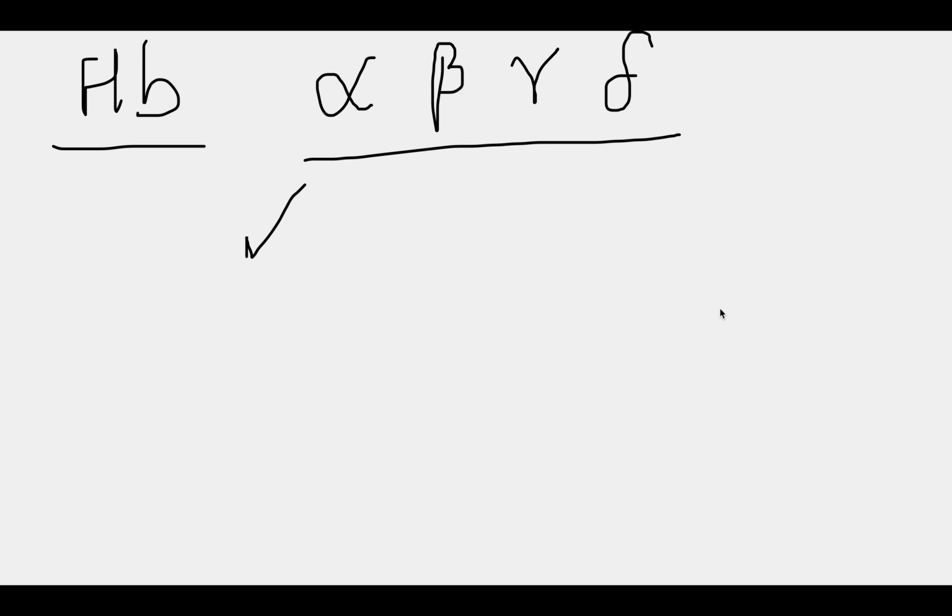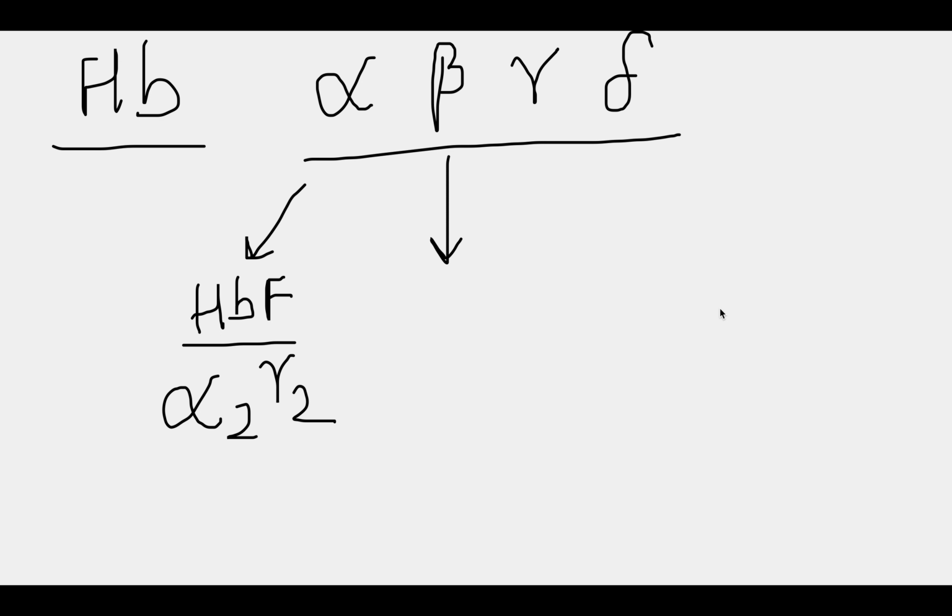So various hemoglobins which are formed by these chains are HbF. This is known as fetal hemoglobin and is formed by alpha 2 chains and gamma 2 chains. Now in adults, this hemoglobin is replaced by HbA form of hemoglobin. Now this is formed by alpha 2 and beta 2 chains.